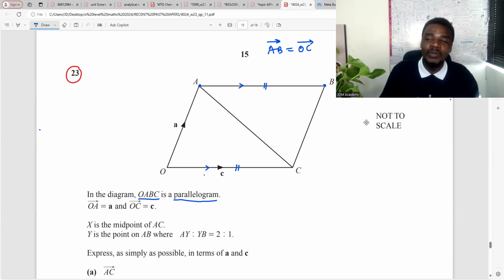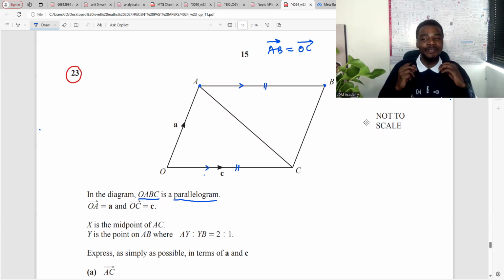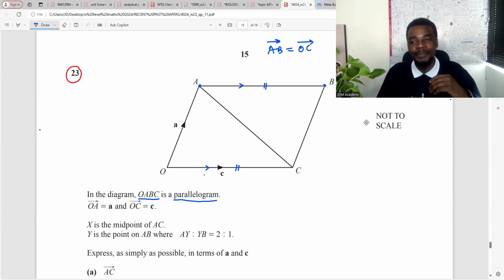Why? Because as long as vectors are in the same direction and are of the same size, they are equal. So vectors are said to be equal if they are of the same size and are in the same direction. So in this case, vector AB is equal to vector OC.